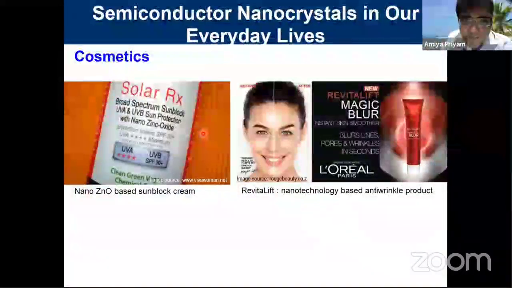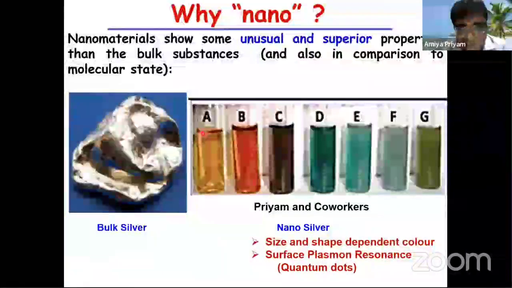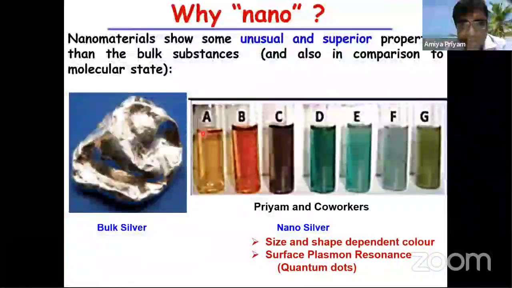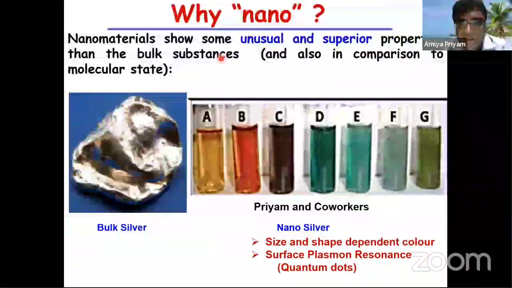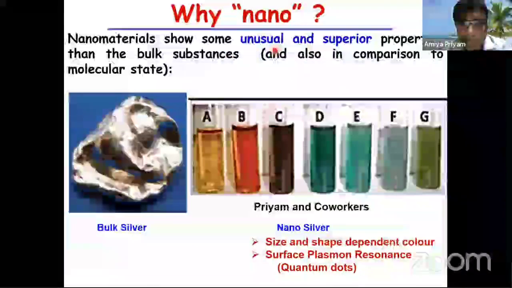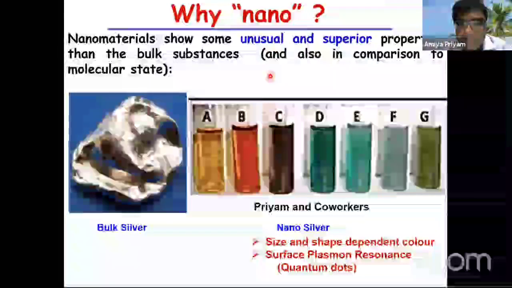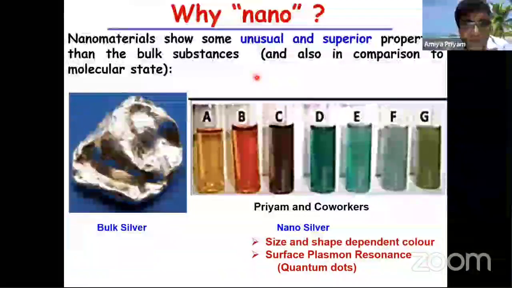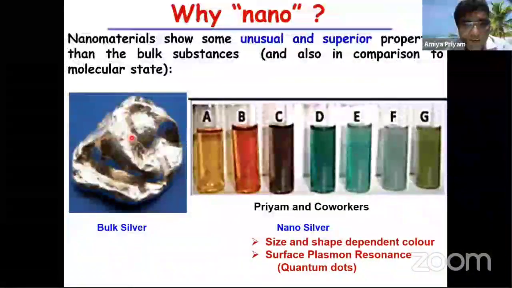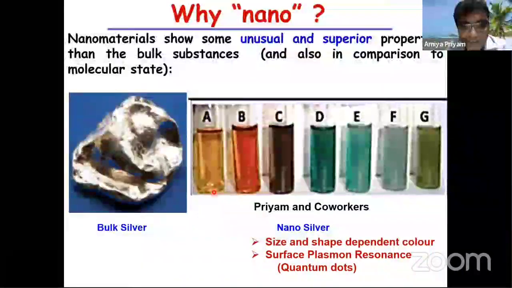So first thing, if you look at these nanomaterials, there is something unusual, and they show some properties which are unusual and superior. There are some properties which you could not have thought of, say, 25 years back. Like, for example, if I give you the example of silver here, which is a metal, if you convert it into nanoscale materials like this, you'll get a variety of colors.